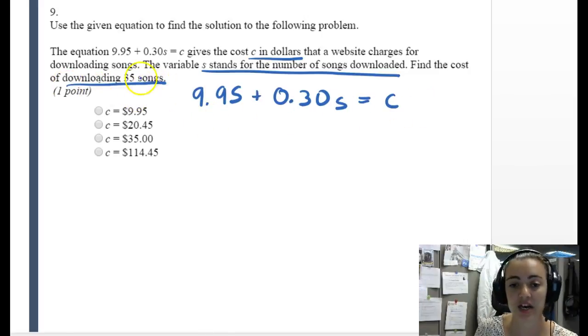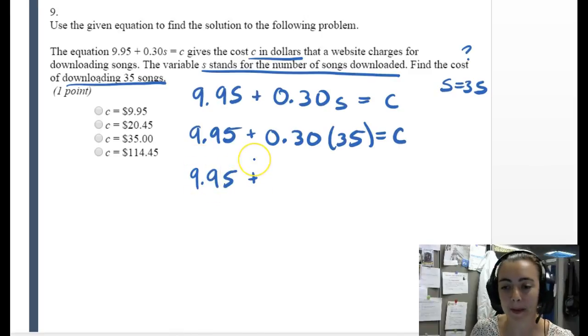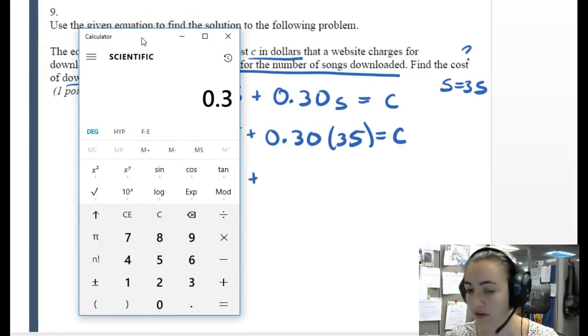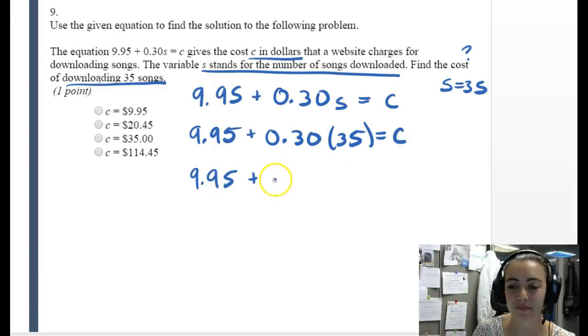So we have our equation, and they told us that we're going to find the cost, that's our unknown, of downloading 35 songs, which is essentially saying S is equal to 35, because S stands for the number of songs downloaded. So let's substitute that in. So we have 9.95 plus 0.30 times 35 is equal to C. When we use order of operations to simplify that, we're going to use multiplication first. And we can get out our calculator. 0.3 times 35 is 10.5. So 10.5 is equal to C.